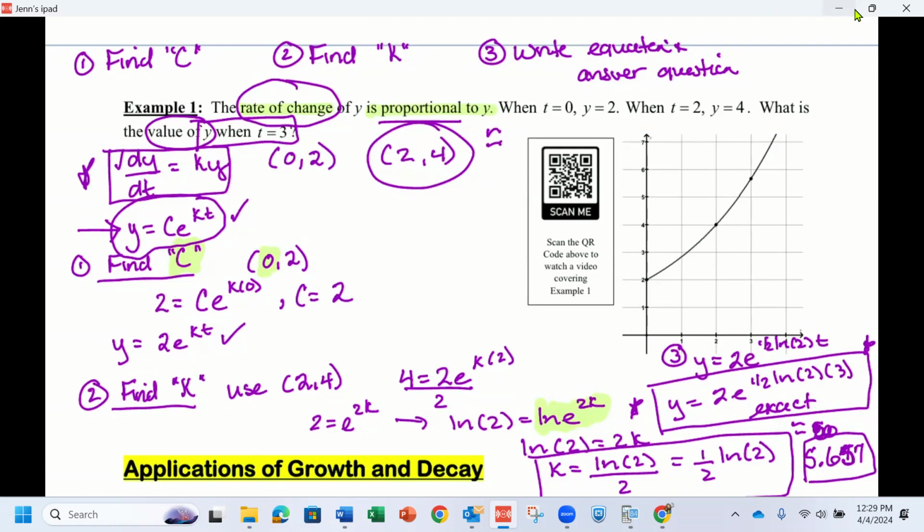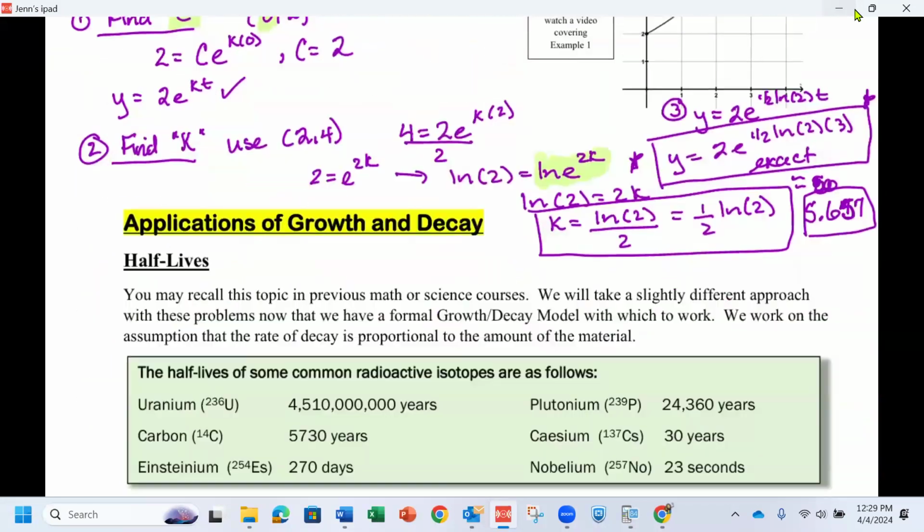All right, but if they ask you for exact, then all you do is write your equation and plug in that 3. Okay, so any questions on that particular example? Like I said, the whole purpose in this original example, when they tell you the rate of change of Y is proportional to Y, is so that you know that this is the equation that represents this particular model. And they want you to make sure you recognize that this is your exponential growth or exponential decay differential equation. Okay. Now let's take a look at some examples.